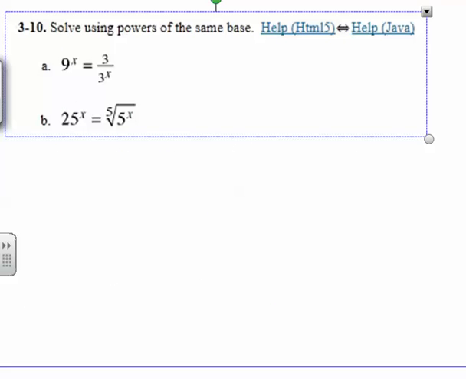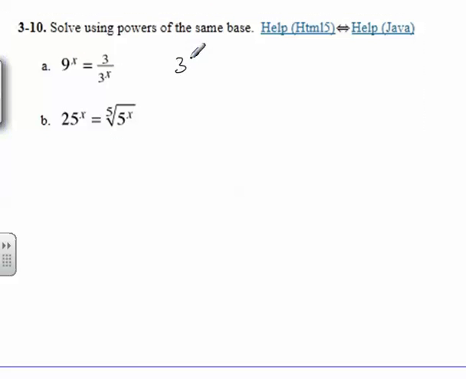Okay, last question here. Okay, solve using powers of the same base. Okay, so 9 to the x, I got a 3 here, a 3 here. What do you think the base is in common? Well, I think 3 because 3 squared is 9. So I'm going to rewrite the 9 to be a 3 squared, and that is raised to the power of x. And this equals 3 over 3 to the x power.